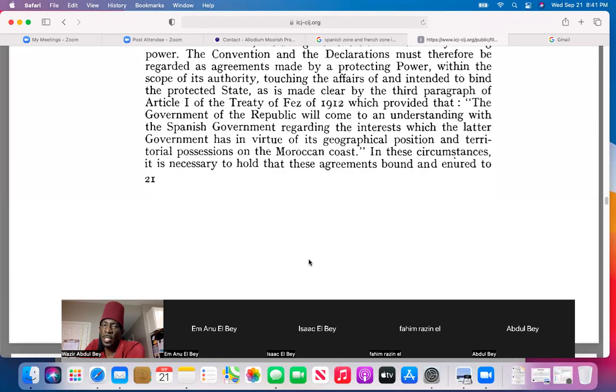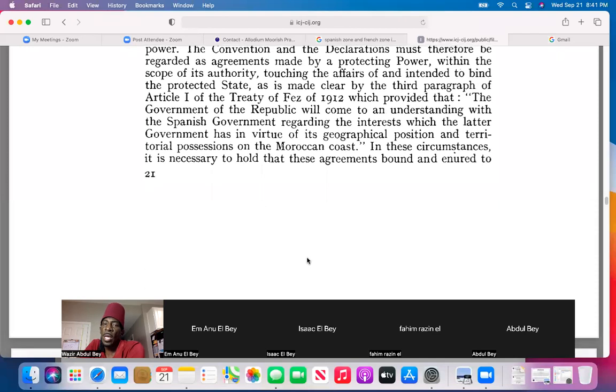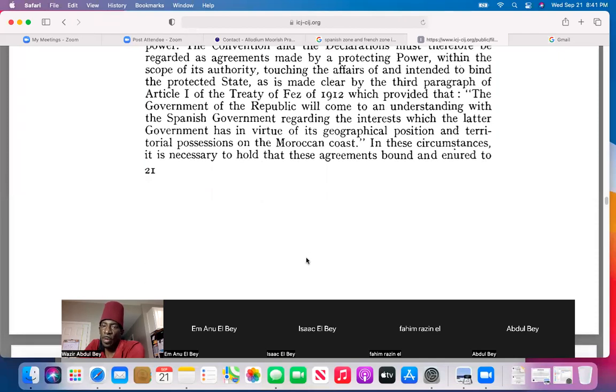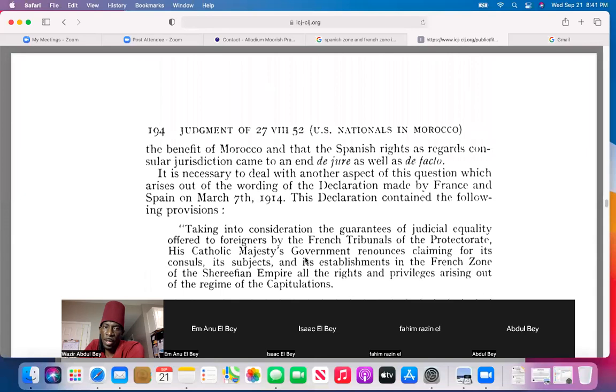In these circumstances, it is necessary to hold that these agreements bound and enured to the benefit of Morocco, and that the Spanish rights as regards consular jurisdiction came to an end de jure as well as de facto.